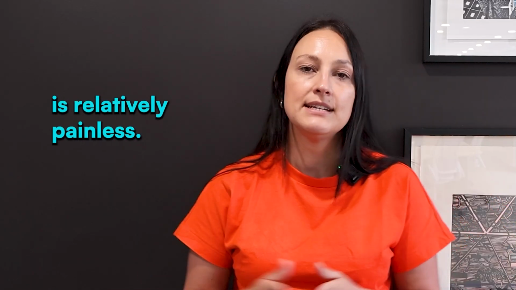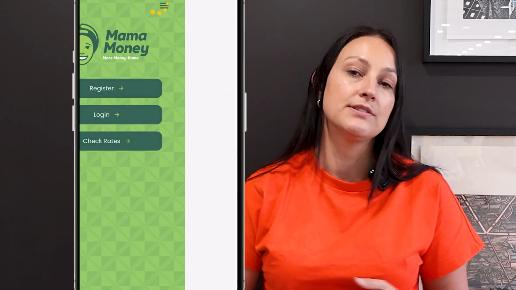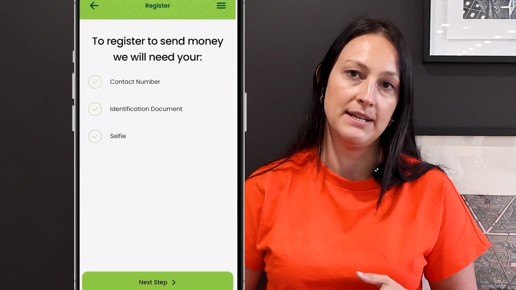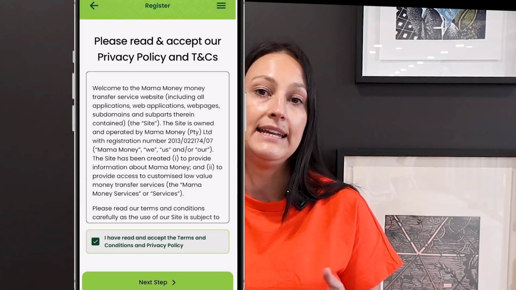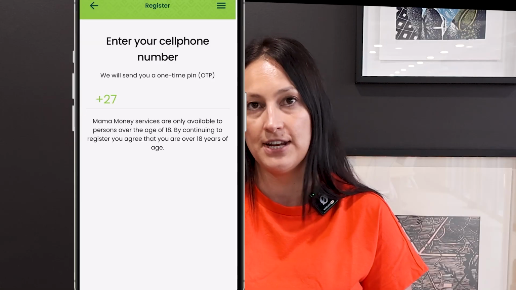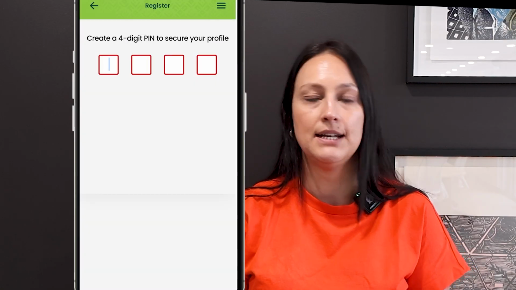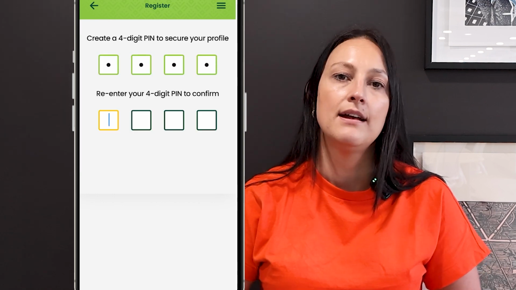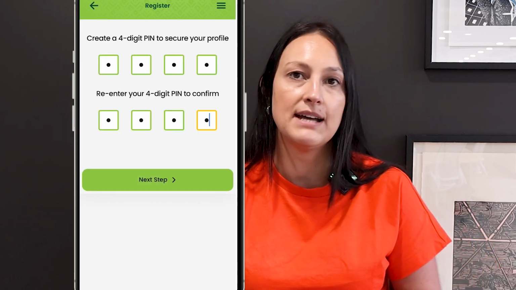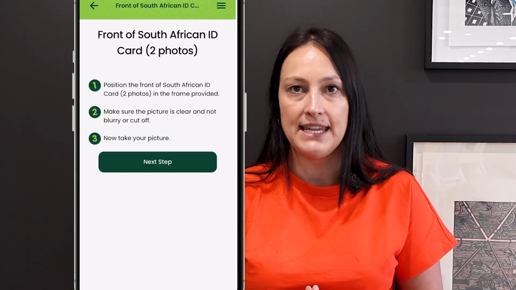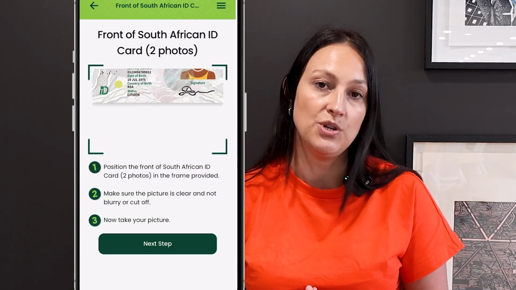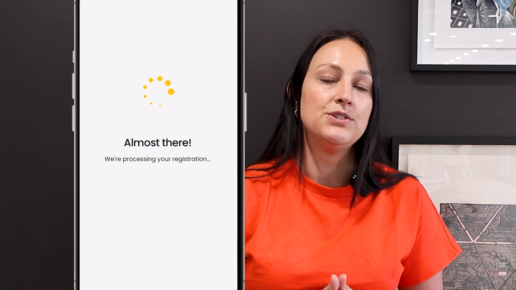Setting up an account is relatively painless. You will need your cell phone number, ID documents, and a physical address handy to complete your account registration. From there, you can top up your wallet using cash at applicable outlets like ShopRite or Pick n Pay. There is an extensive list on their websites. Or you can use EFT and they will then allocate your funds to your wallet.